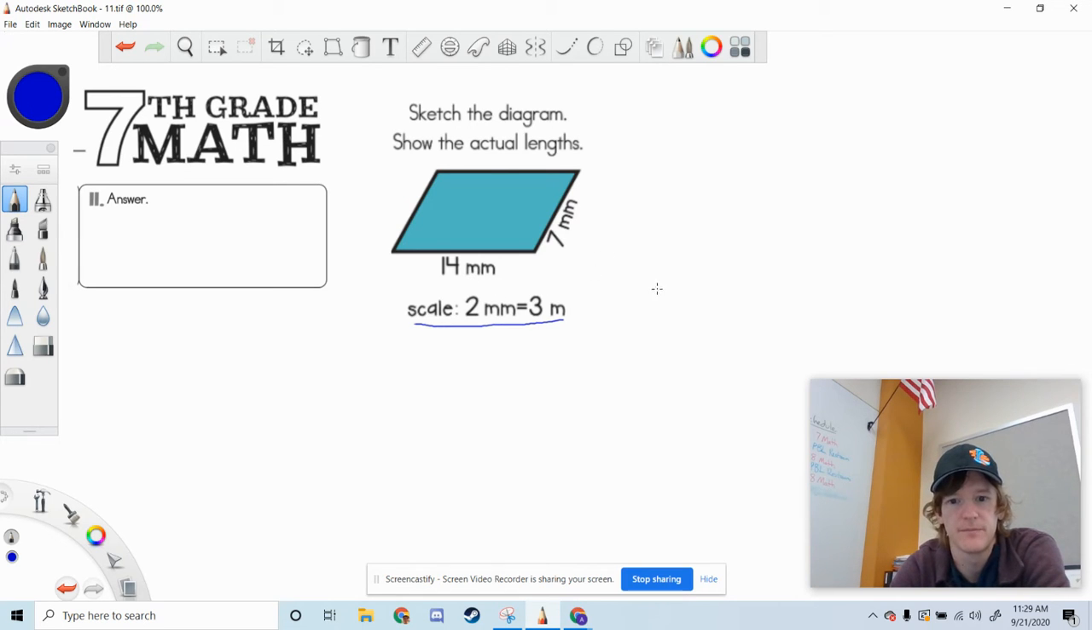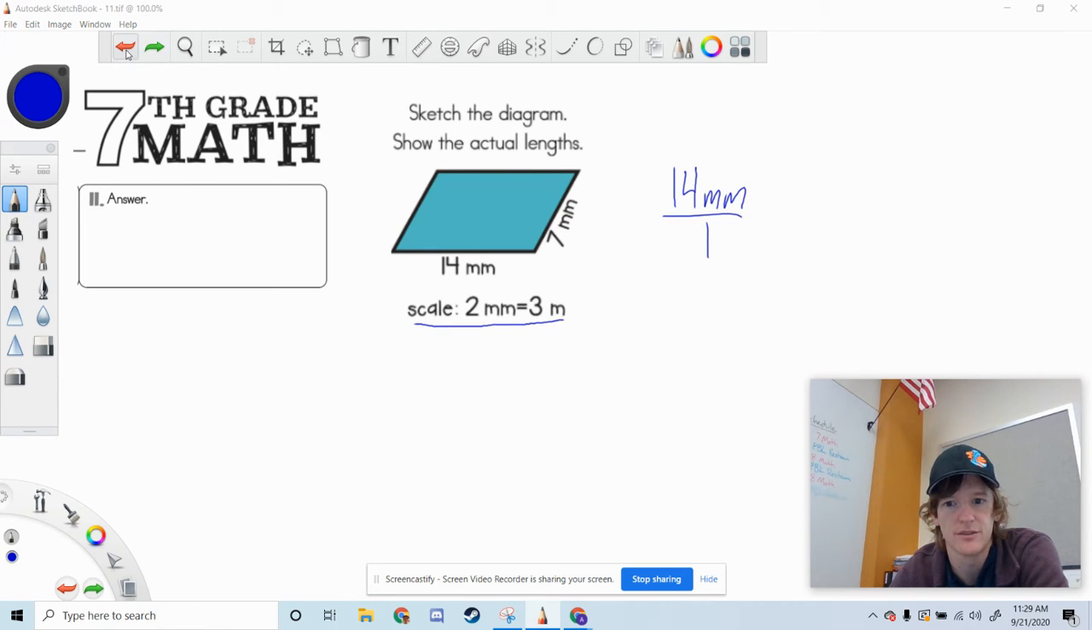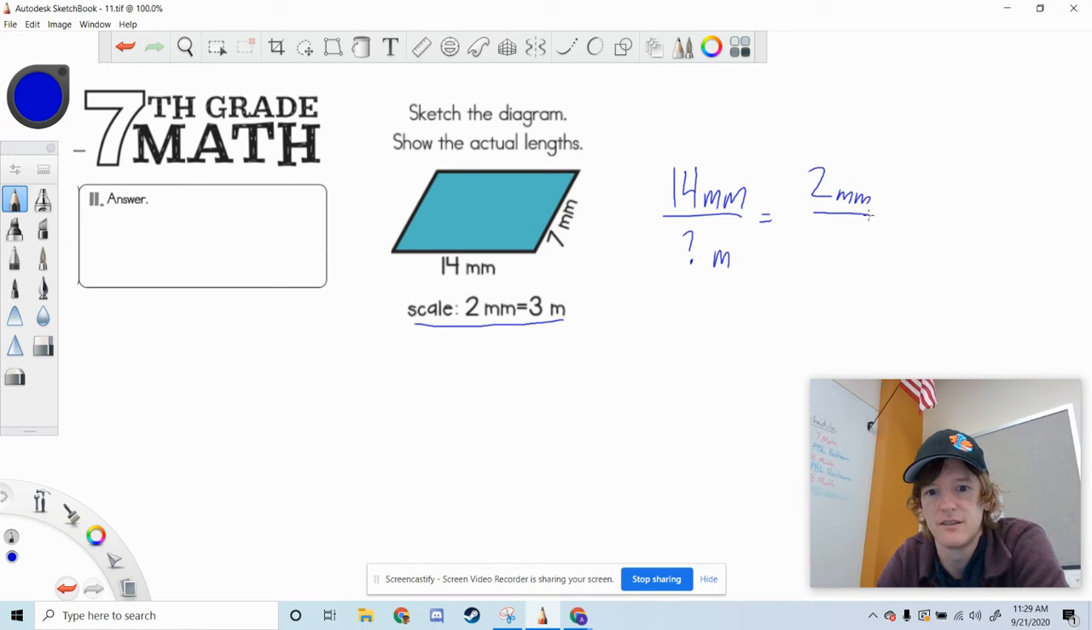So this bottom here, this base of this shape, is 14 millimeters. We need to set up our proportion: 14 millimeters over how many meters, and it's equal to our scale. This is a proportion, our scale of 2 millimeters and 3 meters. So this is our scale, and this is our diagram.